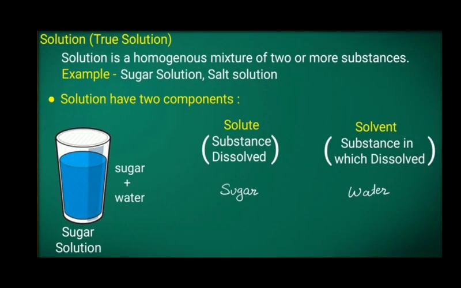Now let's talk about the solution. What is a true solution? A solution is a homogeneous mixture of two or more substances. Example, sugar solution, salt solution. Solutions have two components, solute and solvent. Solute is the substance which is being dissolved in the solvent, and the substance in which the solute is being dissolved is known as the solvent. For example, sugar is the solute and water is the solvent. Water is a universal solvent because it dissolves the maximum amount of materials on earth.